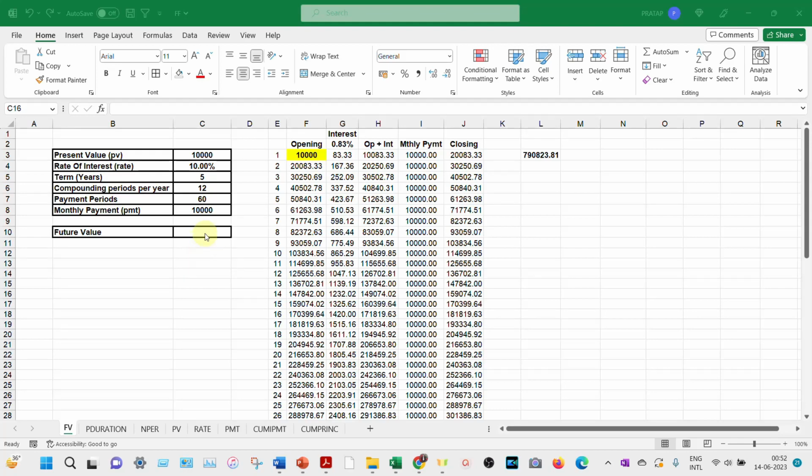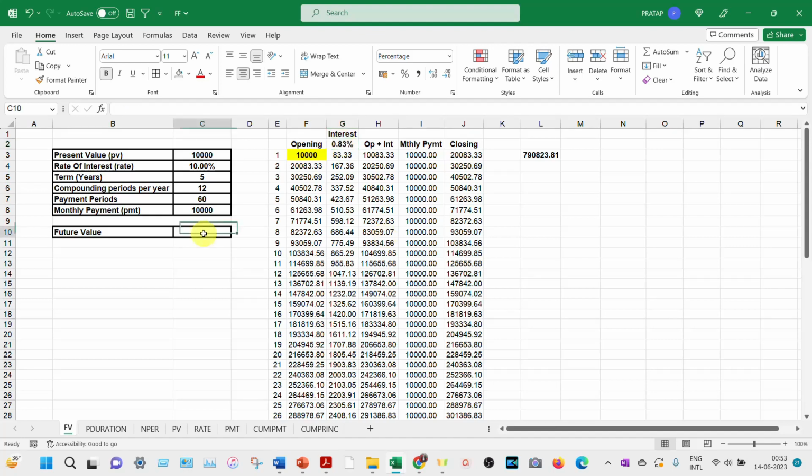In the example before us, we have a present value or a starting value of rupees 10,000 with which we have started the investment, and we pay a monthly payment of rupees 10,000 for the next 5 years payable monthly, which makes it a total of 60 payment periods. The interest rate is 10% annually, so for a monthly interest rate we divide it by 12, which gives us a monthly interest rate of 0.83%.